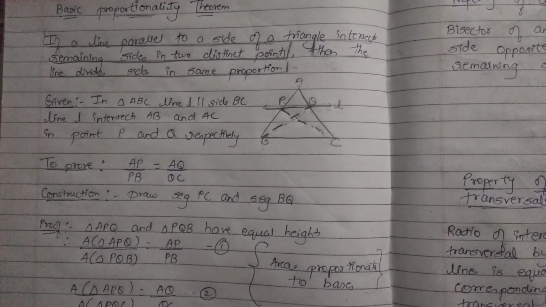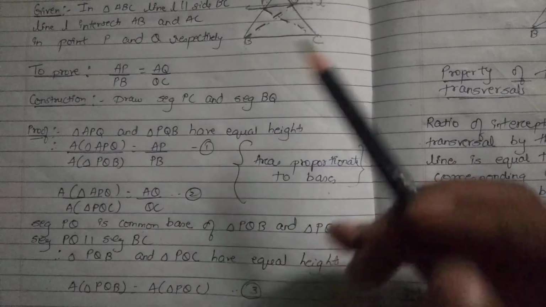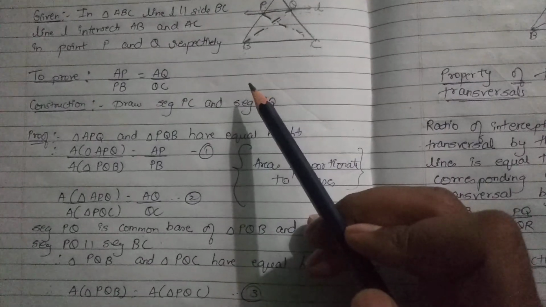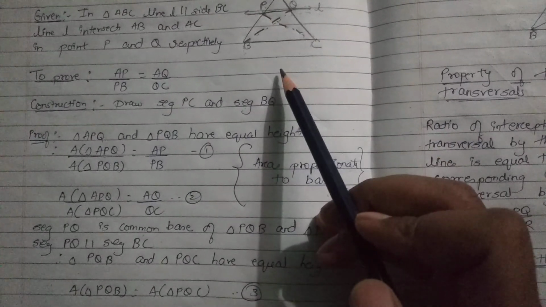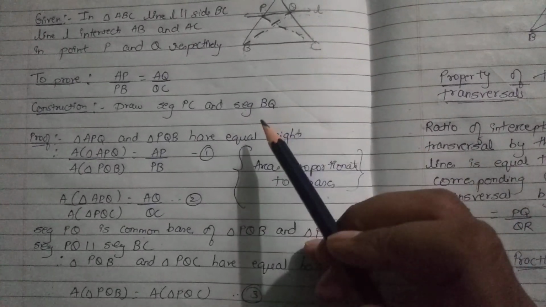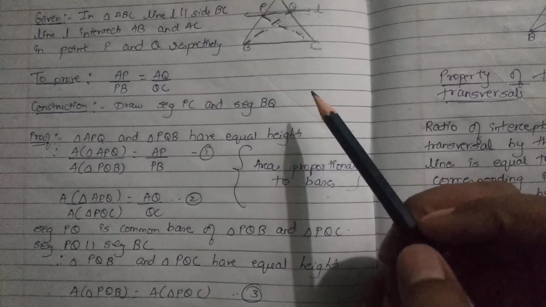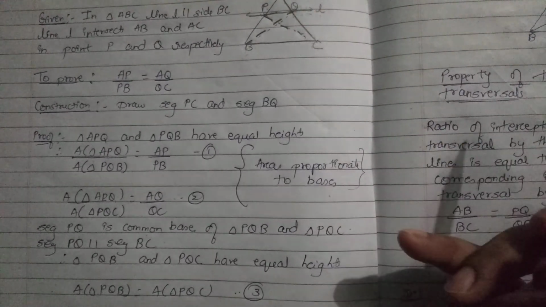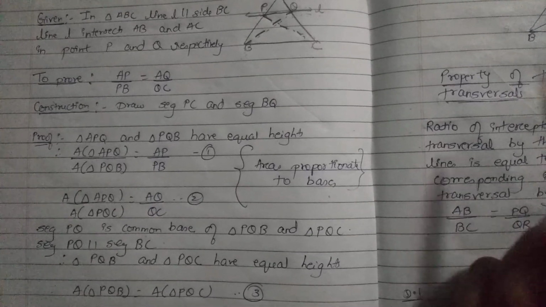This is statement number 1. Next, in triangles APQ and PQC, what is common? The height is common, they have equal heights. So what will we write? We will write that areas are proportional to bases, so area of triangle APQ upon area of triangle PQC equals AQ upon QC. This is statement number 2.